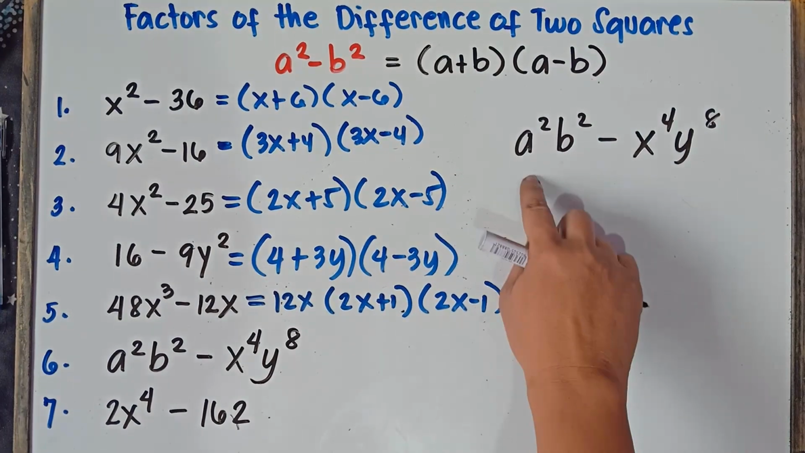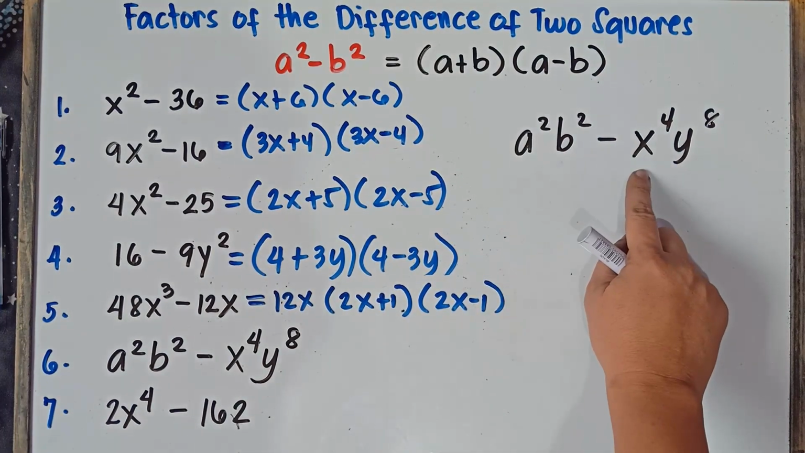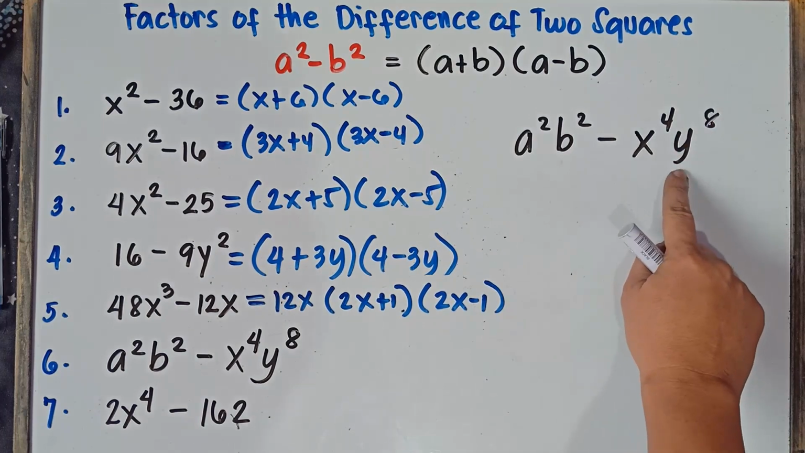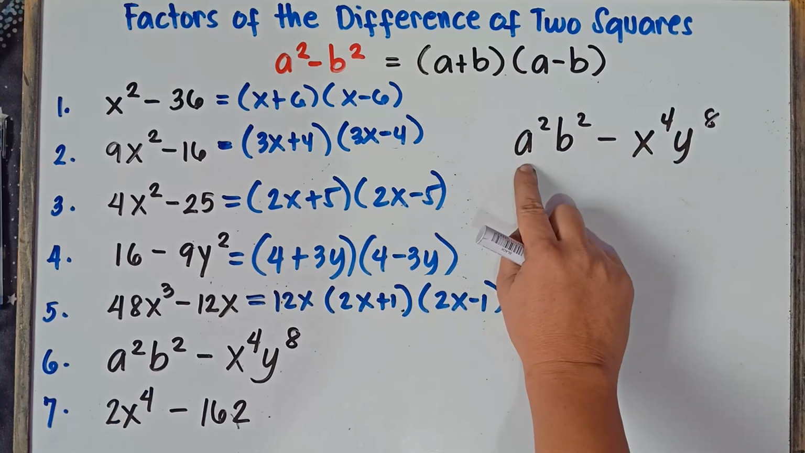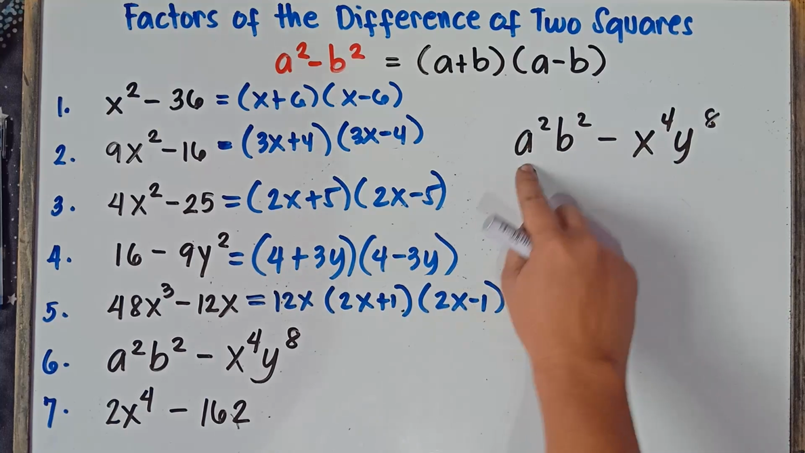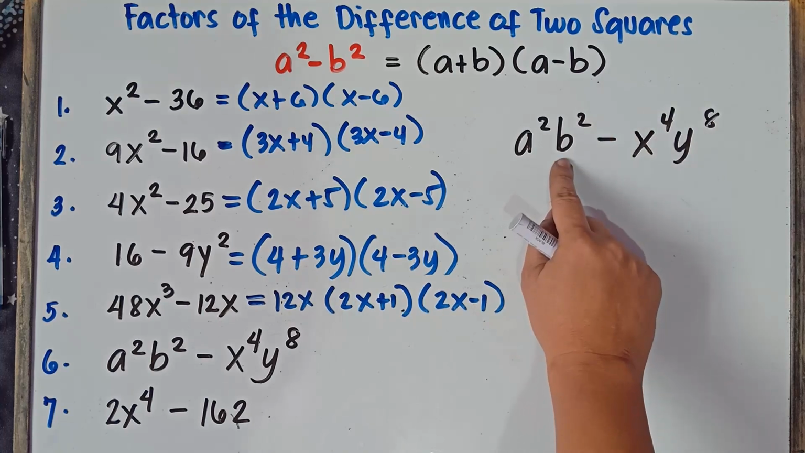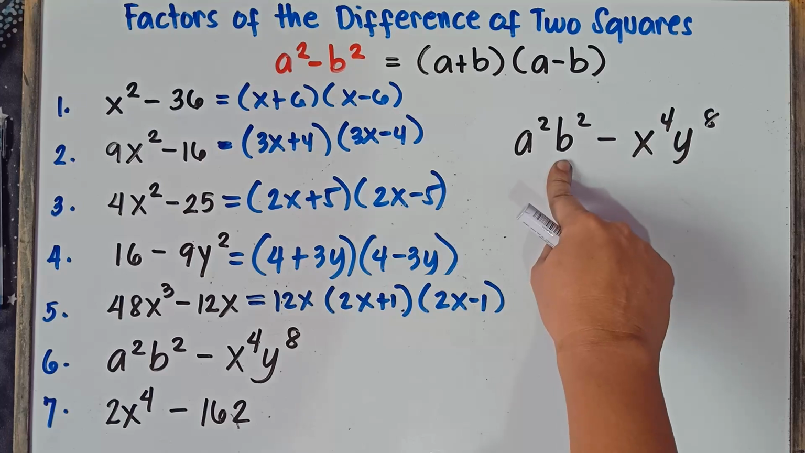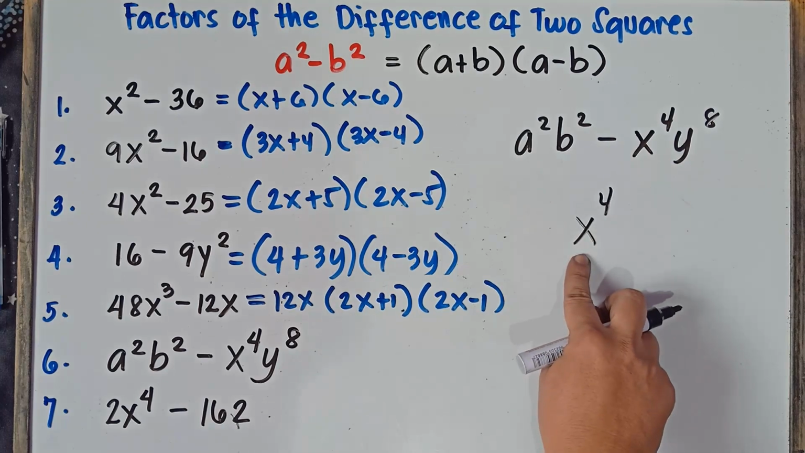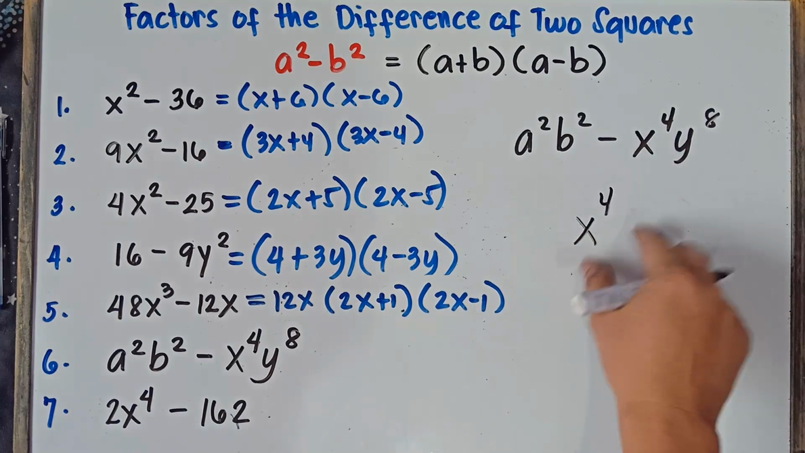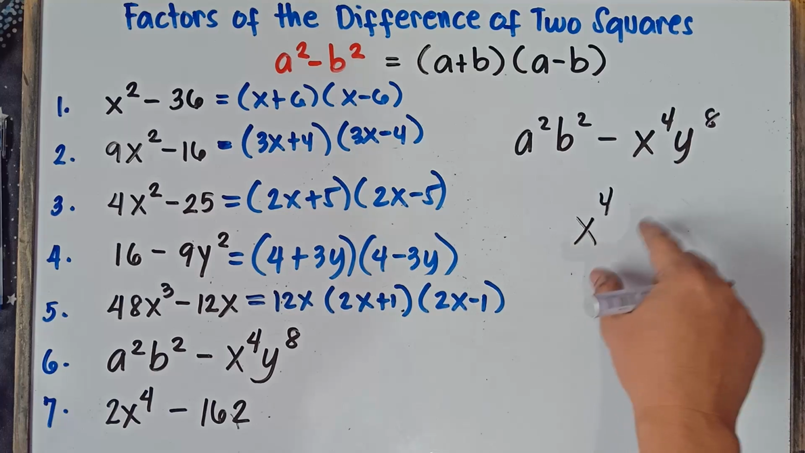Our given, we have a squared b squared minus x raised to the power of 4, y raised to the power of 8. So once again, check first the first term. A squared is a perfect square? Yup, a squared is a perfect square. How about b squared? Is b squared a perfect square? Yup, b squared is a perfect square. How about x raised to the power of 4? Is x raised to the power of 4 a perfect square? Yup, x raised to the power of 4 is a perfect square.